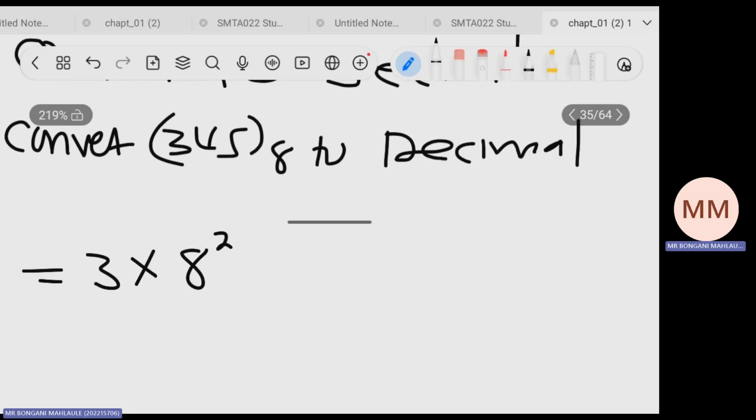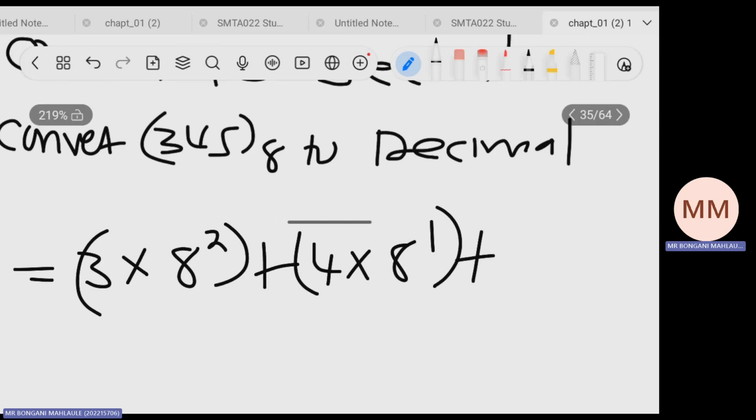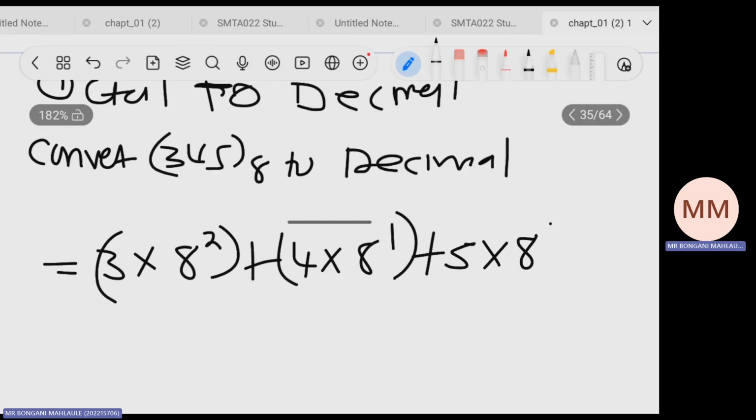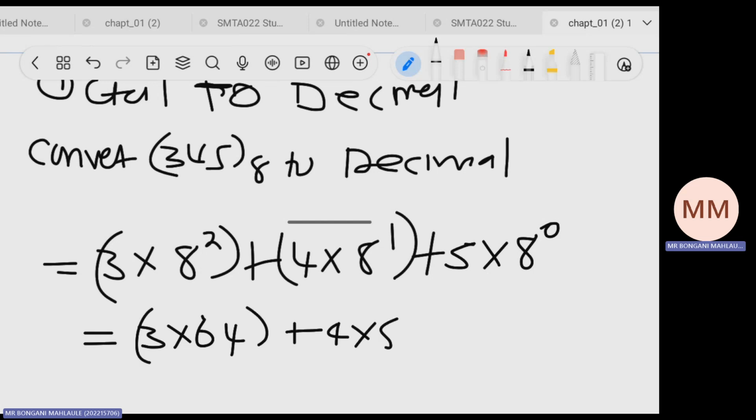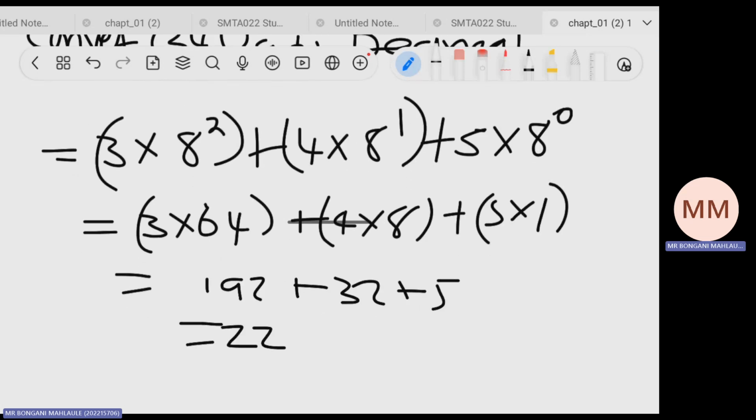This will be 3 times 8 to exponent 2 plus 4 times 8 to exponent 1 plus 5 times 8 to exponent 0. Then you have this, 229 base 10. So we have managed to convert to decimal.